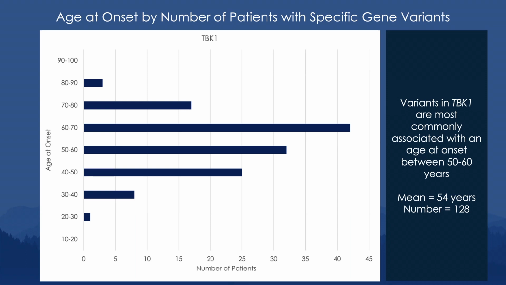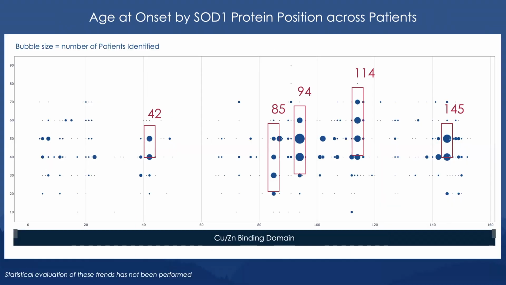with mutations in TBK1. Not only do we have information at the gene level, but we also have more precise information at the genetic variant level, which I'm showcasing here for SOD1. So again, just to orient you, on the x-axis is the linear axis of the SOD1 protein with its functional domain. And then on the y-axis are those decades of life for age of onset.